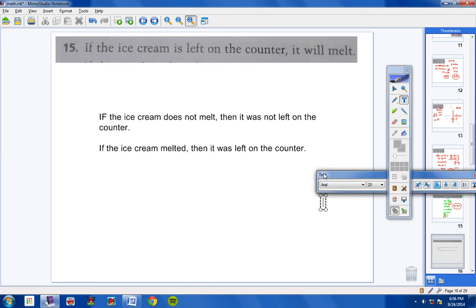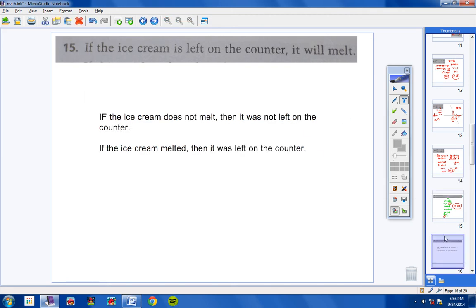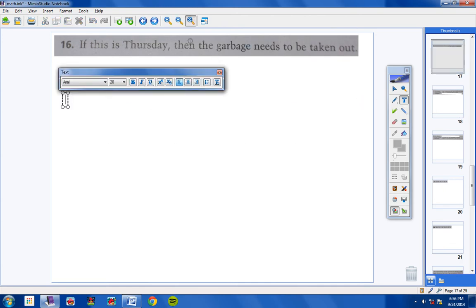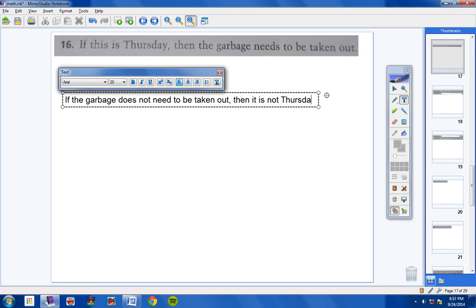Number 16. All right, contrapositive. Here we go. I'm going to take the second part here and put a not in there. If the garbage needs to be taken out, so if the garbage does not need to be taken out, then it is not Thursday. There's the contrapositive. Students, I negated this part and wrote it first. I negated this part and wrote it second.